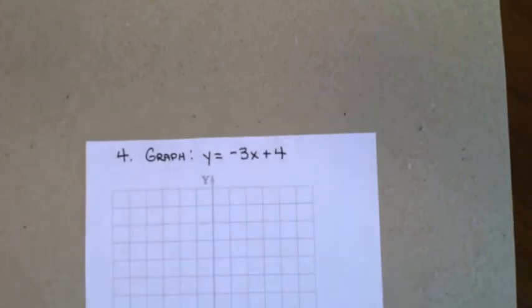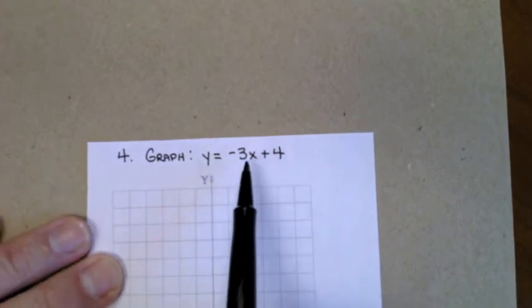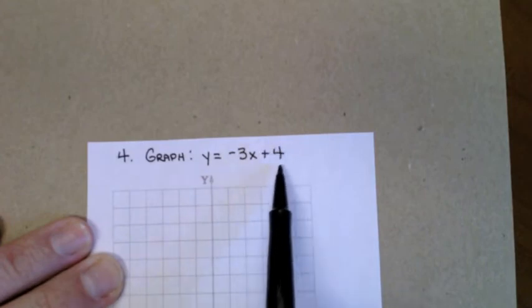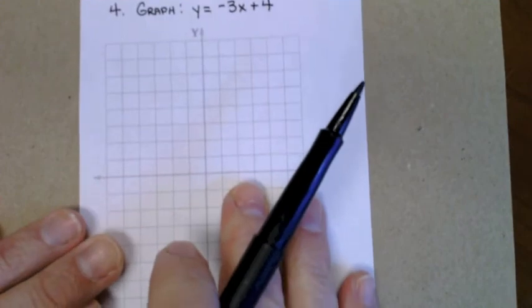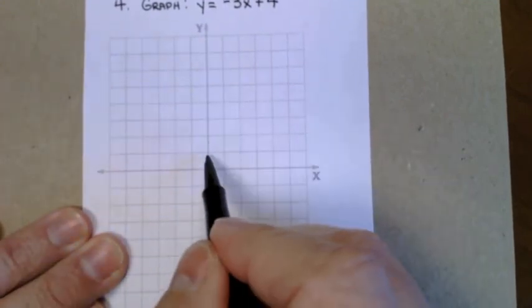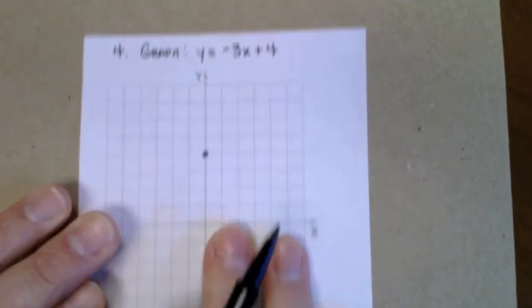Example number 4. Example number 4 is written in slope-intercept form. Again, this is my slope right here in front of x, but I'm going to start with this number on the end, my y-intercept. My y-intercept is 4. So I look at my graph and I find 4 on the y-axis. 1, 2, 3, 4.